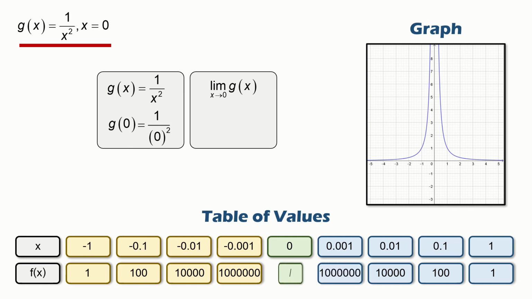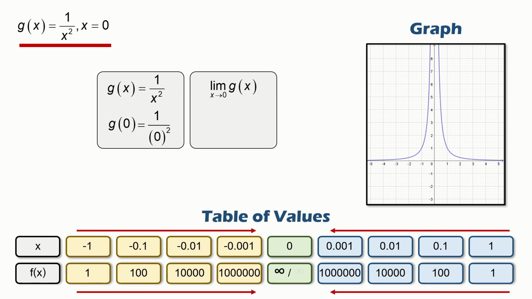If you continue to evaluate it using closer numbers from either side, the function is getting larger and larger. The function does not approach a certain value, but it behaves the same way from either side. Observe that the function is getting larger when x approaches 0 from the left side and similarly from the other side. What will be its limit? The limit of the function as x approaches 0 is positive infinity.